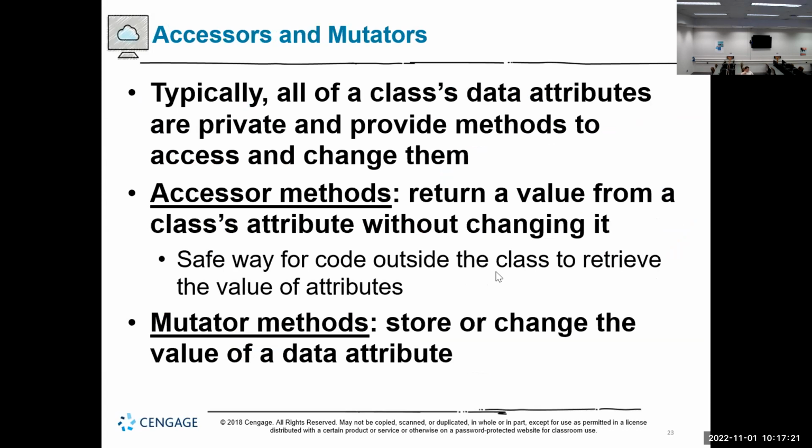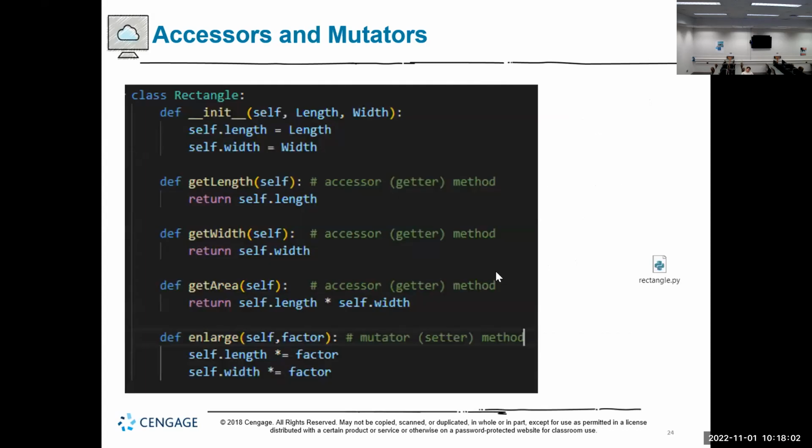Okay. Also, we have the definition of accessor and mutator here. Typically, all of the class data attributes are private and you provide methods to access and change them. An accessor method returns a value from the class attribute without changing it. But a mutator method stores or changes the value of the data attribute. So when you work with the accessor method, it is a safe way for code outside the class to retrieve the value from the attribute. That means you want to access and take out the value without any modification. But in the case of the mutator method, you can take it out and you can modify it. That's up to you here.